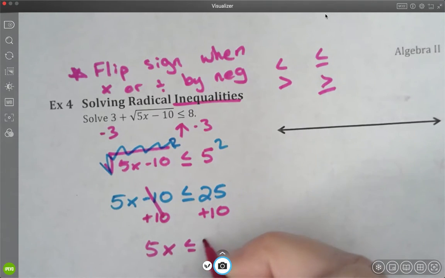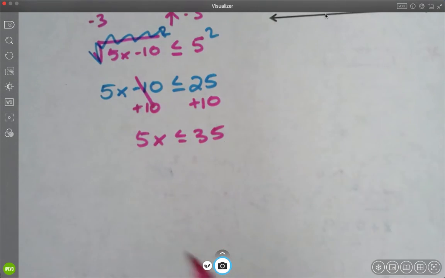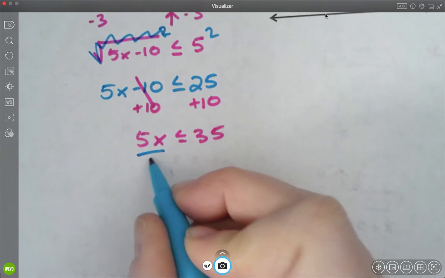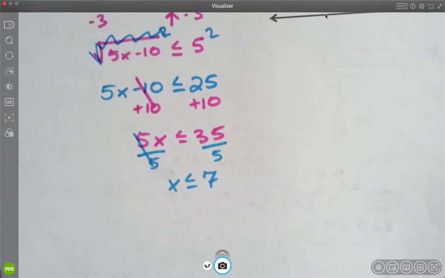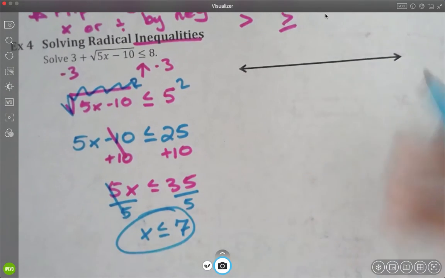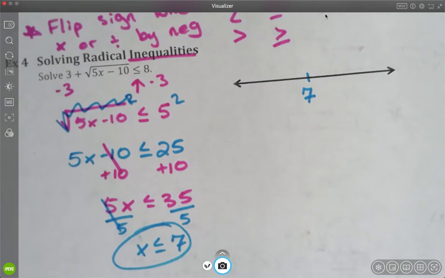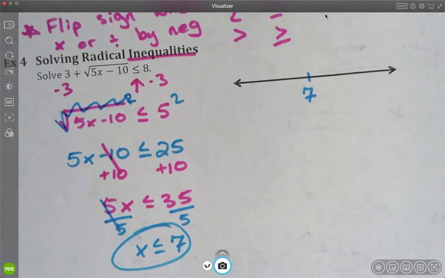5x is less than or equal to 35. Oh my gosh, you guys are so fast. Divided by 5, divided by 5. X is less than or equal to 7. Okay, Kira's leading us. Are we doing okay so far? Did we get this far? X is less than or equal to 7.